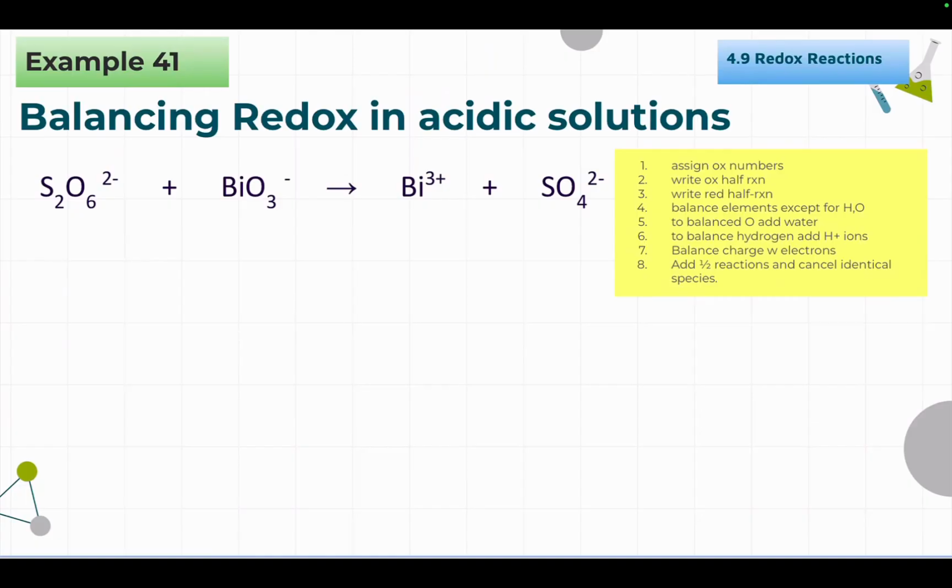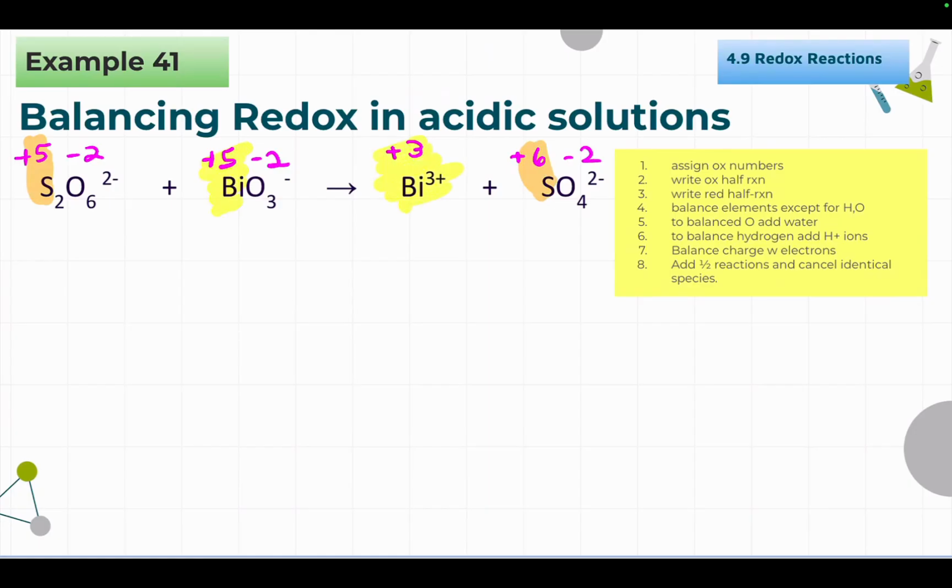Assigning oxidation numbers, the sulfur here is +5. Oxygen is always -2 unless it's in a peroxide. Bismuth is +5. Oxygen -2. Bismuth here is +3. This sulfur is +6. Oxygen -2. So you can see that the sulfur is oxidized. It's getting more positive, and the bismuth is reduced.